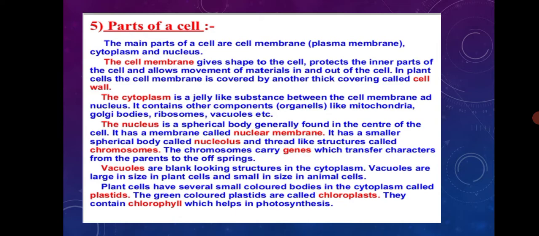Plastids are basically of three types: chloroplast, chromoplast and leucoplast. Work of the plastid: it does photosynthesis and it provides color to the plant.